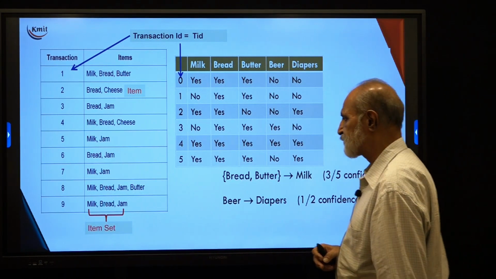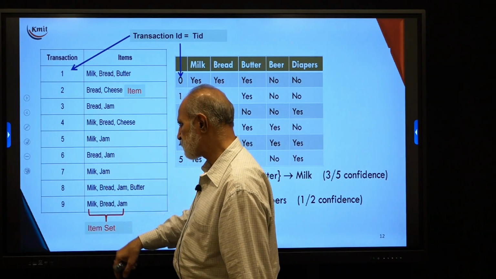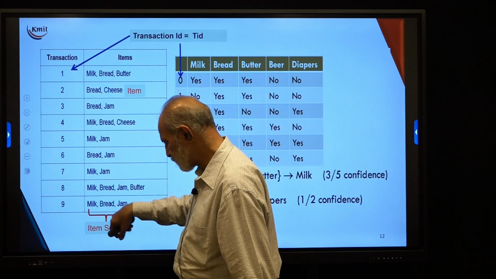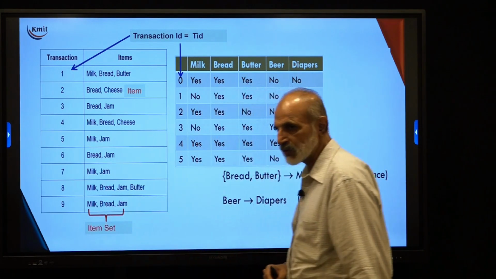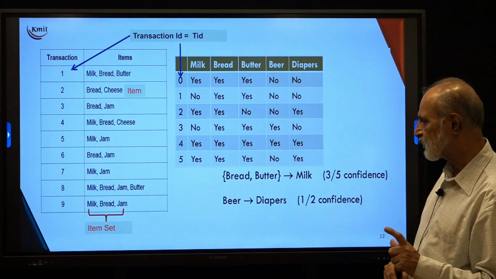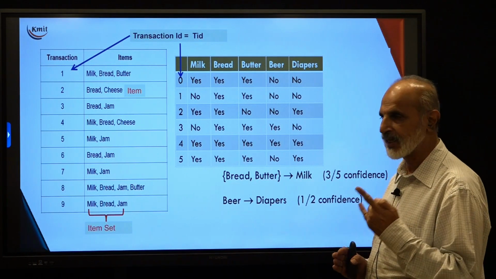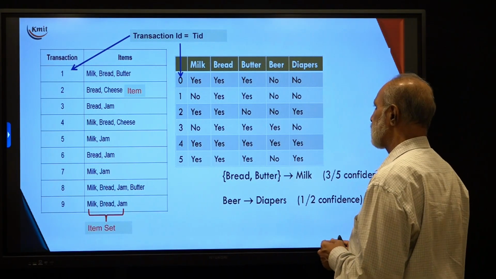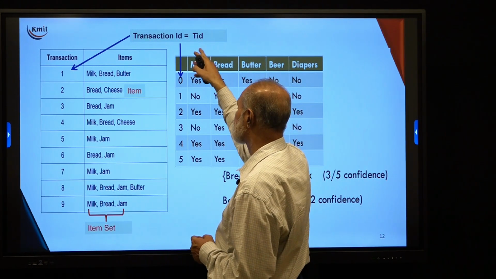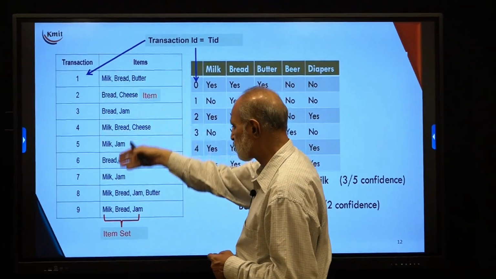And let us say transaction number 9. If I look at transaction ID number 9, it contains 3 items: milk, bread, and jam. So these 3 put together is what we call a particular item set. Item set is a single word signifying that so many items put together form a single entity. I can have a transaction ID represented in our database, in data mining, as a TID. So it can be 0, 1, 2, 3, like 0 to 9.